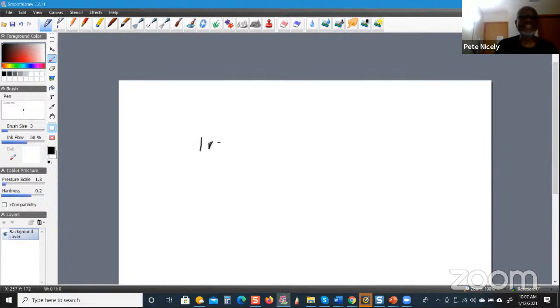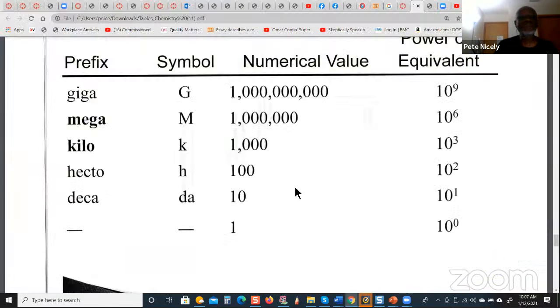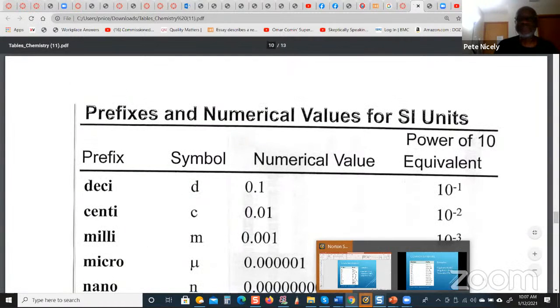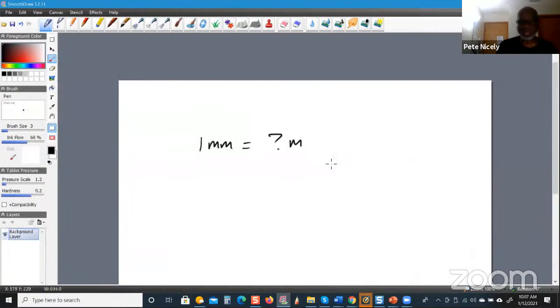if I have 1 millimeter and I want to find out how much it's worth in meters, right? Well, according to the table here, milli means 10 to the minus 3, all right? So therefore, since milli is equal to 10 to the minus 3, that means that 1 millimeter is equal to 10 to the minus 3 meters, right? So the milli here, the M here, represents 10 to the minus 3.